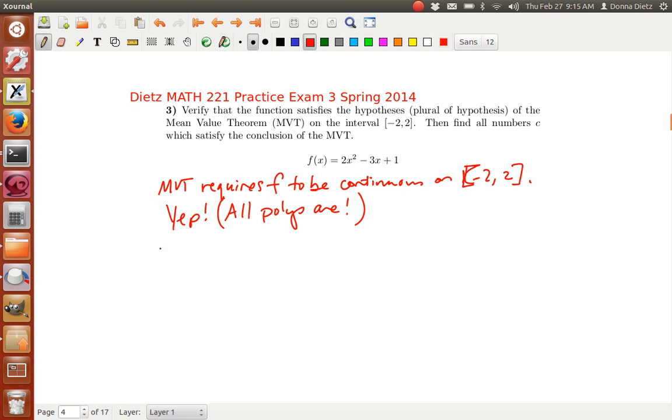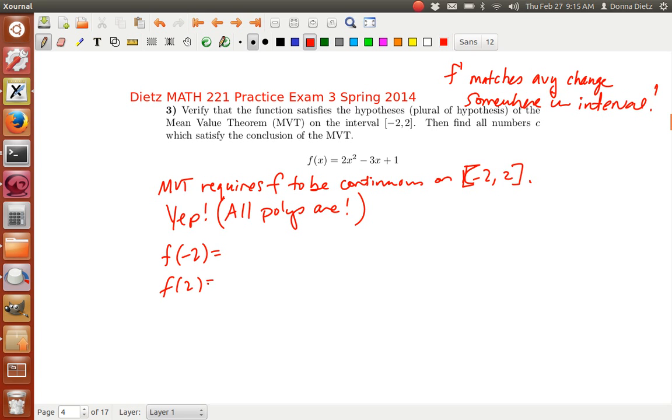Now what we need to do for the mean value theorem is actually, the mean value theorem is just saying that there's a point at which the derivative in that interval matches the average value. So f prime matches average change somewhere in interval. Okay, so let's see what the average change is.